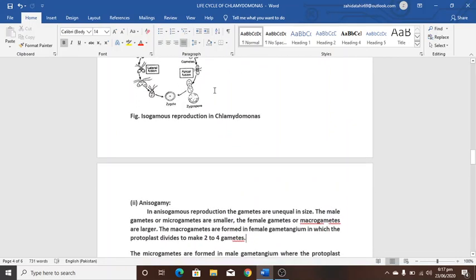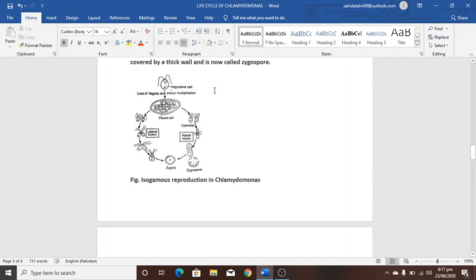Then this is the diagrammatic representation of zygospore. This is the parent cell in which, after mitotic division, many gametes are produced. These gametes are liberated from the parent cell and then they fuse with each other. Formation of zygospore takes place. The zygote will develop into the parent cell like new progeny.